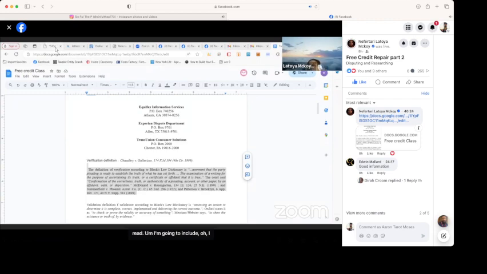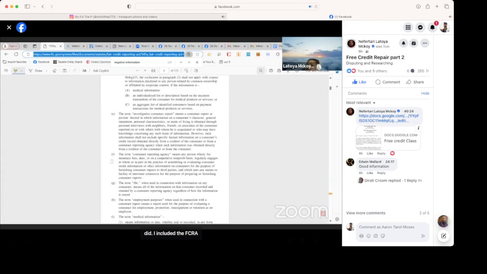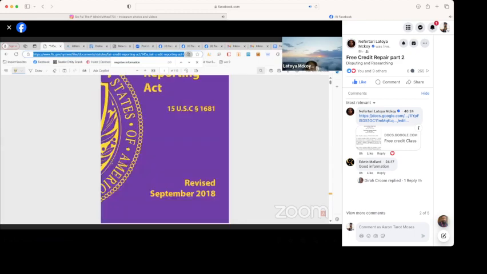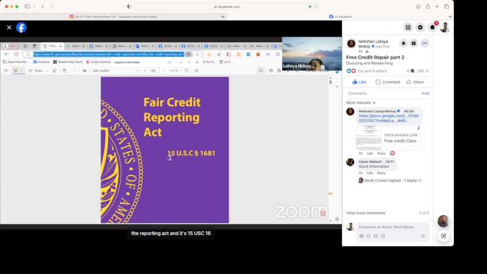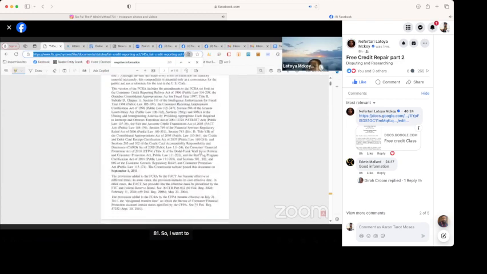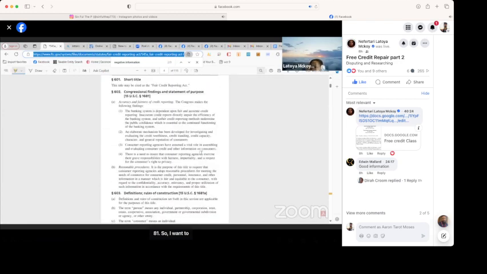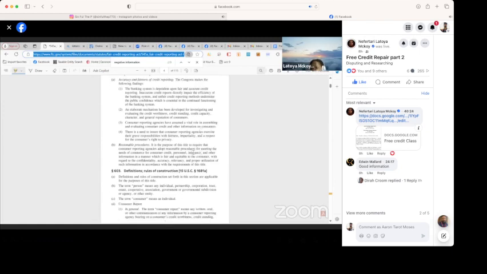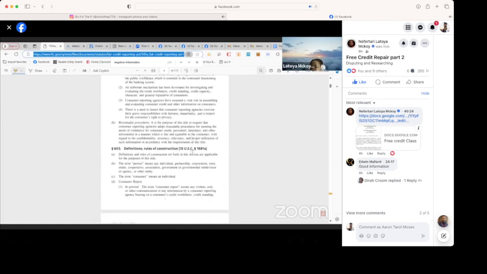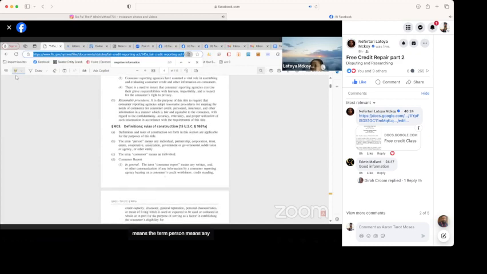I'm going to include, oh, I did. I included the FCRA, the Fair Credit Reporting Act, and it's 15 USC 1681. So I want to go over this. Look, the term person means any individual, partnership, corporation, trust, estate, cooperative, association, government or government subdivision or agency or other entity. Okay. The term consumer means an individual.